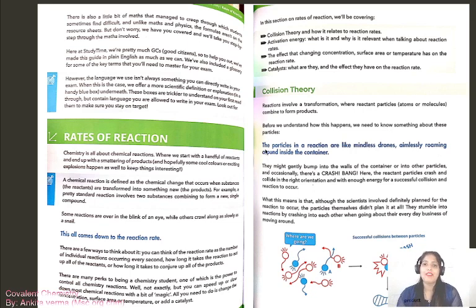So students, what do you mean by collision? Collision is something like reactants coming, combining, and there is a crash, bang. That is the collision theory. But why are we studying collision theory in chemistry? The reason is the particles in a reaction are like mindless drones. They are just coming from this side, this side, this side. They are mindless, aimlessly roaming around inside the container. They are just striking the walls of the container and each other.